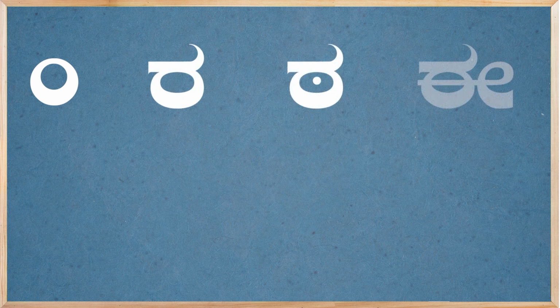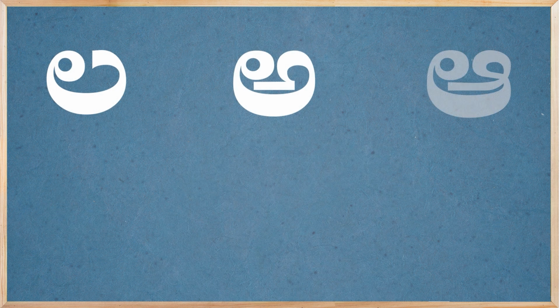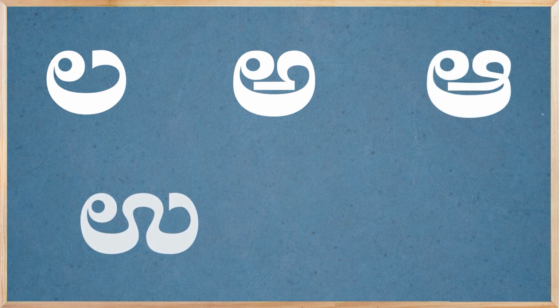In our last class, we explored the following letters. In the category 1, we studied Ra, Tha, E, Ka, Ya, Jha. Then we studied La, A, U, U. Today we'll continue with the following categories.